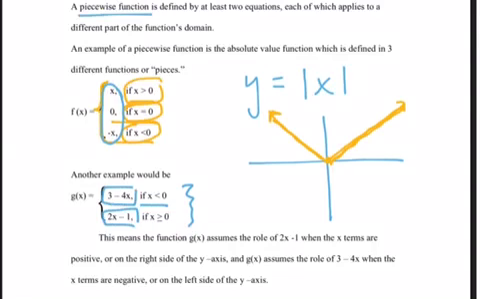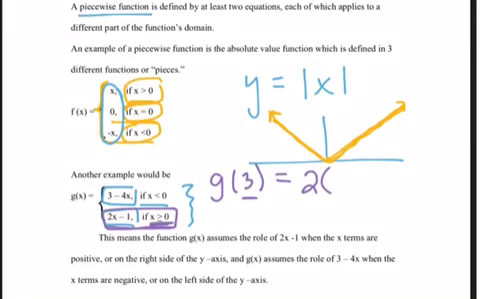Real briefly, how we would evaluate a piecewise function. I'm just going to erase to give myself some space here. If I want to evaluate g of 3, that means I plug in 3 for x, and I'm going to use the equation where it falls in the domain. Looking at the bottom, where x is greater than or equal to 0, 3 falls into this set. So I would use the equation 2x minus 1. I've got 2 times 3 minus 1, which gives me 6 minus 1, which equals 5. So g of 3 is equal to 5.